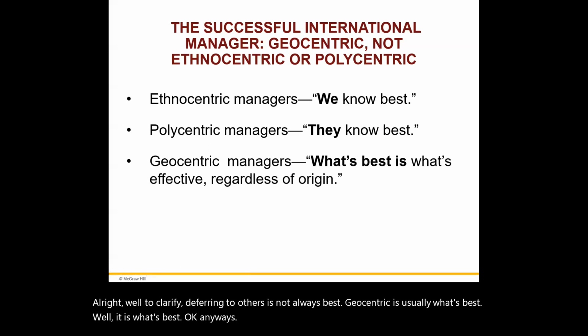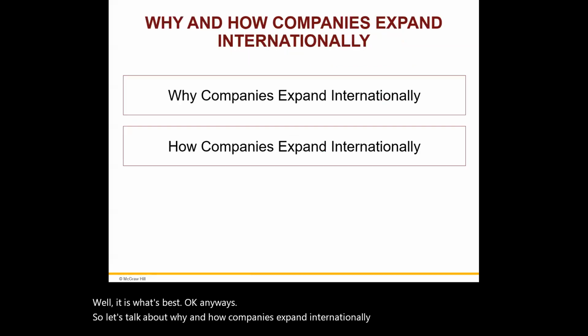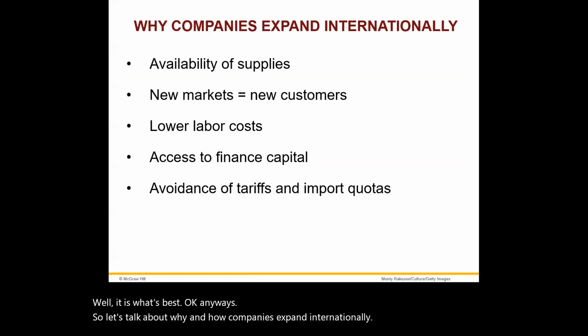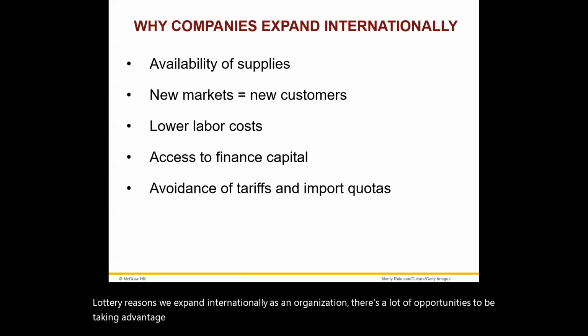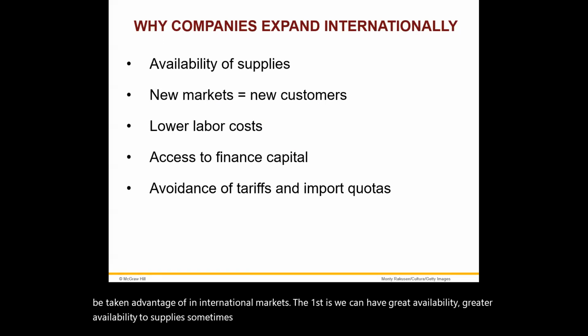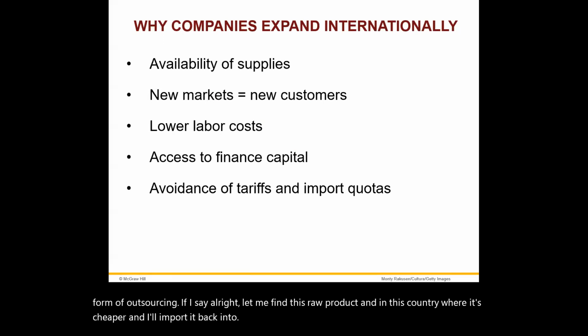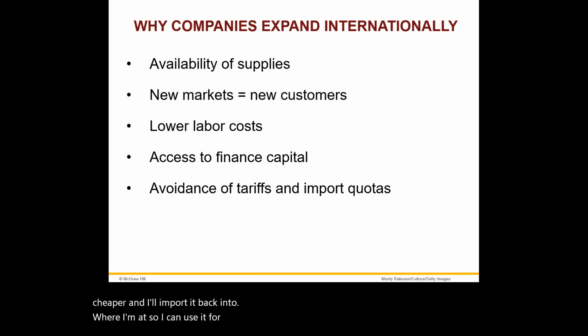So let's talk about why and how companies expand internationally. So first up, why? There's a lot of reasons we expand internationally as an organization. There's a lot of opportunities to be taken advantage of in international markets. The first is we can have greater availability to supplies. Sometimes supplies are cheaper in other countries. That'll be a form of outsourcing if I say, all right, let me find this raw product in this country where it's cheaper, and I'll import it back into where I'm at so I can use it for manufacturing.